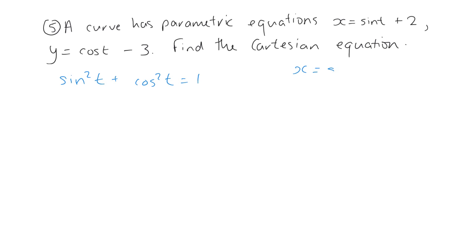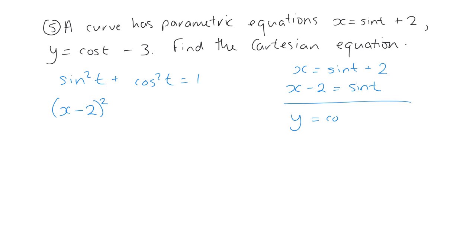So if x is sine t plus 2, then x minus 2 would be sine t. So we can replace the sine t here with x minus 2. So sine squared then would be x minus 2 squared. Then with y, bring the 3 over. So cos t is y plus 3. So we get (x minus 2) squared plus (y plus 3) squared equals 1. And any of you that are wide awake can see that's the equation of a circle.